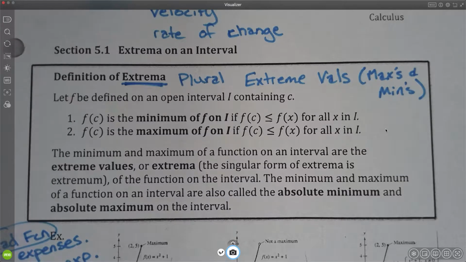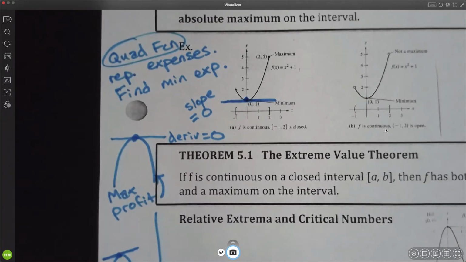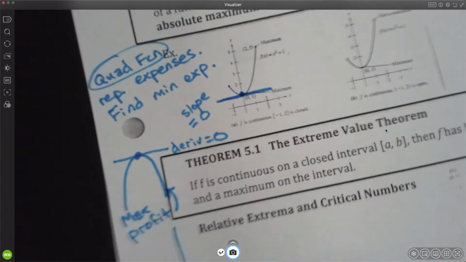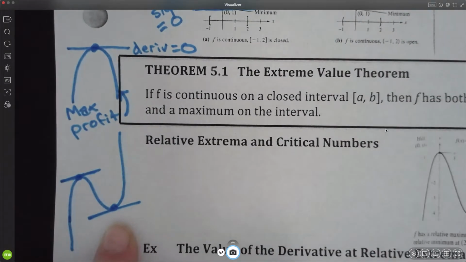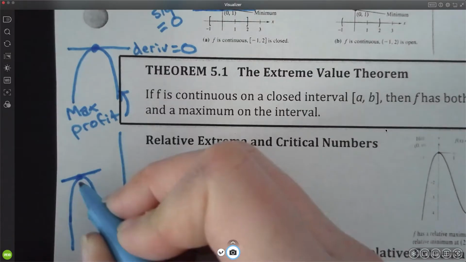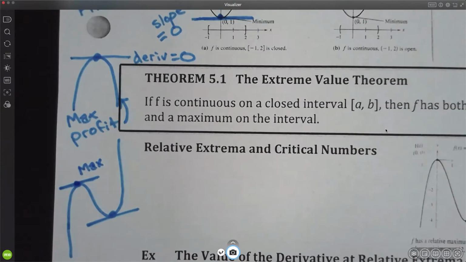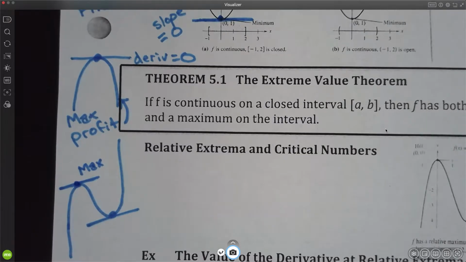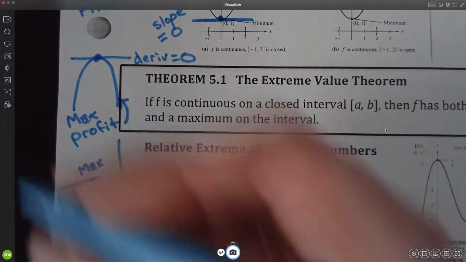Okay, so looking here at this one that I just drew down here, this is a maximum, but it is not an absolute maximum, because on the right side of that graph, it does go higher than this point. Does that make sense? So it would be called a relative maximum, okay?